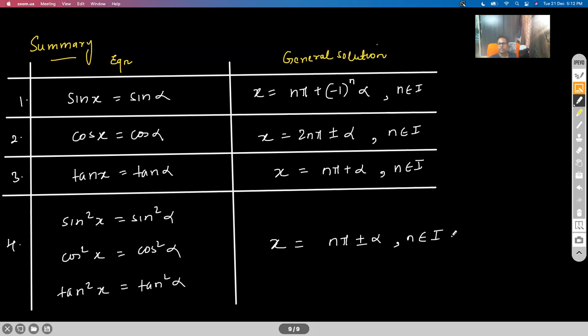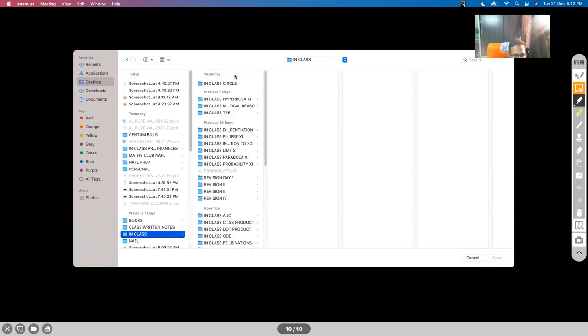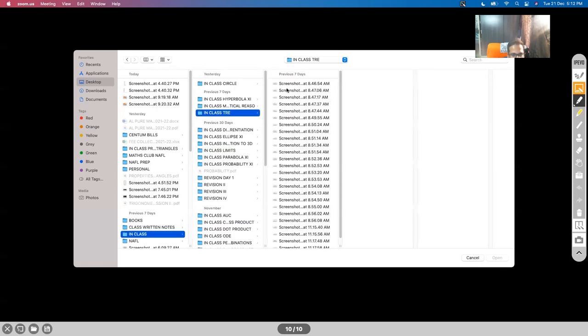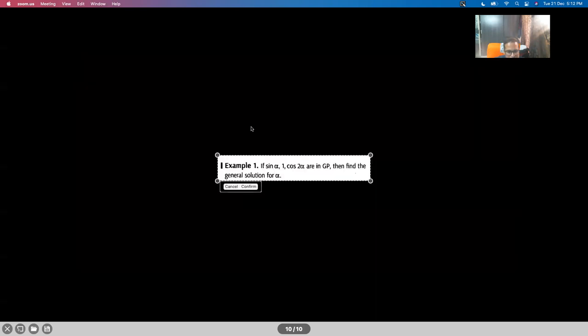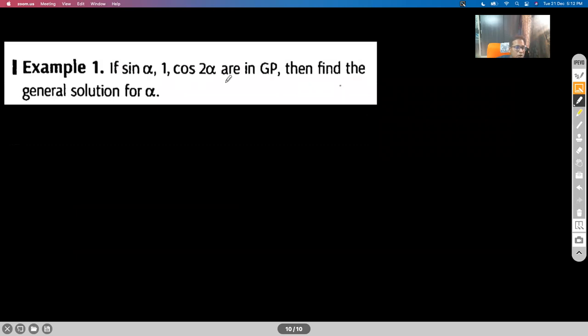Okay. So this is a quick summary of whatever we have done in the last 1 hour 12 minutes of the class. Okay. Now let's start solving actual questions. Let's start with this question. If sine alpha, 1 and cos 2 alpha are in GP, find the general solution for alpha.